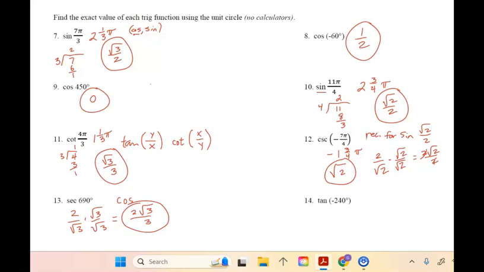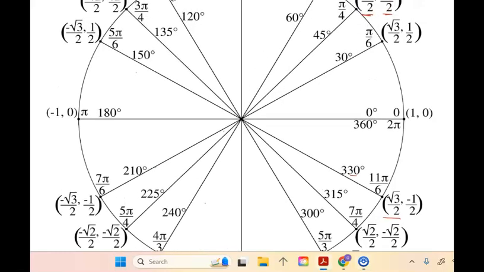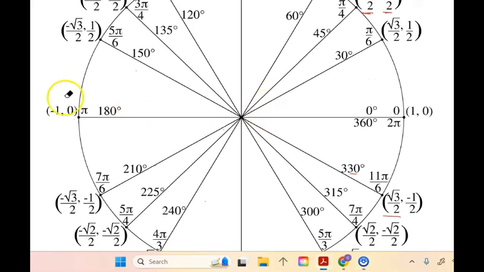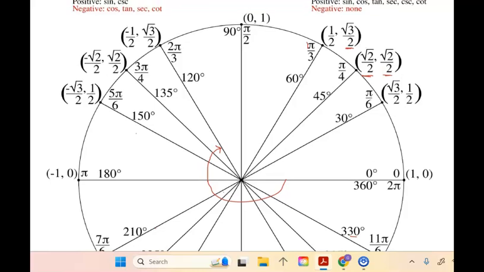Now let's do negative 240 degrees. And for tangent, when we find that angle, we look at the ordered pair. We're going to take the y coordinate and divide by the x coordinate. All right, so let's take a look at what negative 240 degrees would look like if we were to sketch it. So here's negative 180, and then I have to go another 60. So that would take me up to what looks like on the circle 120 degrees.